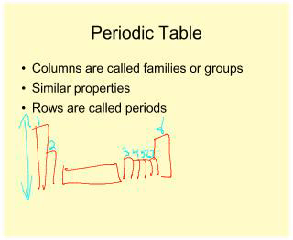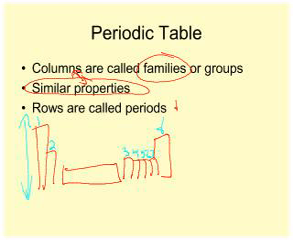Columns are called families or groups, and the reason why they're called families is they have similar properties. So what has similar properties? Columns have similar properties. Rows are called periods. They do not have similar properties. And we'll get into details later on when we get into the periodic table unit.